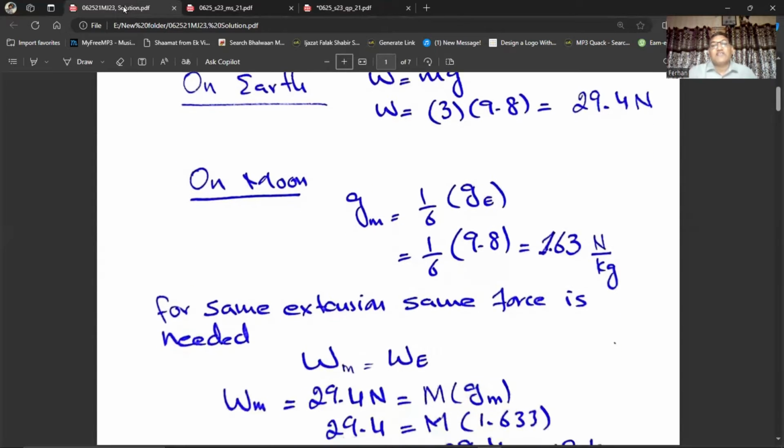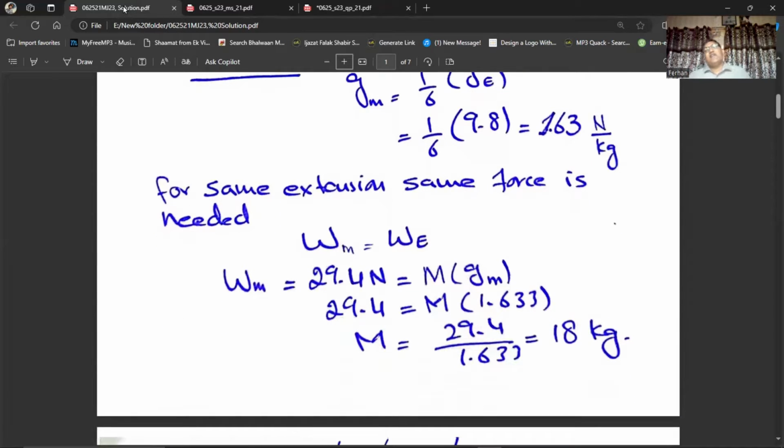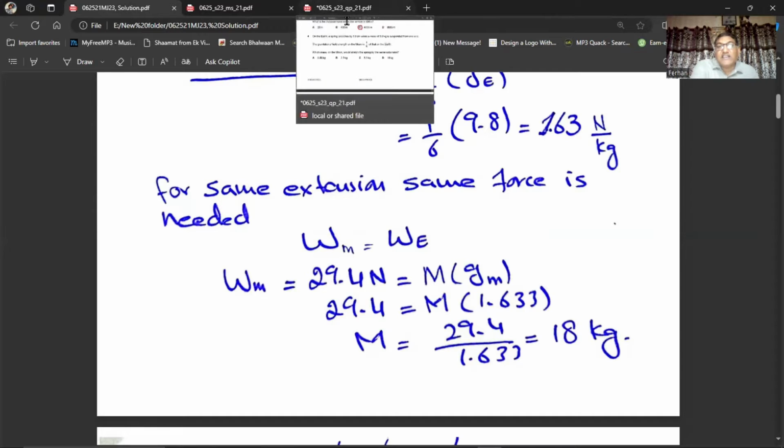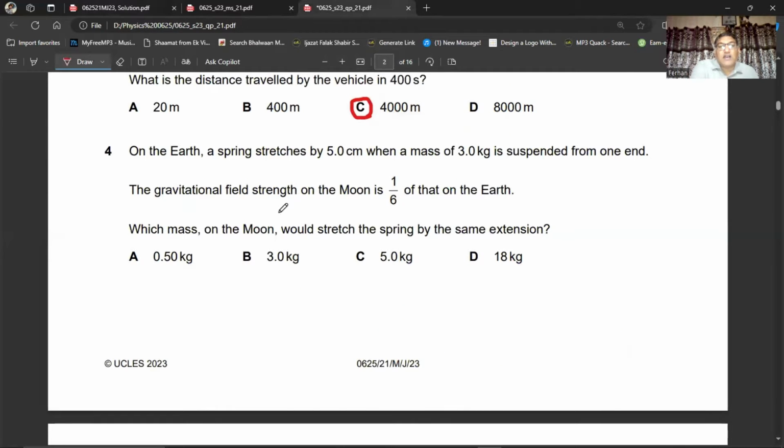For the same extension, the same force is needed. So the weight on the moon must be equal to the weight on the Earth, which produced that extension, 29.4 Newton. The mass of the object which has this much weight, with g value on the moon of 1.633, will be M = 29.4 divided by 1.633, that is 18 kg. So to produce the same extension, an 18 kg body will be needed on the moon. I think D is the answer.